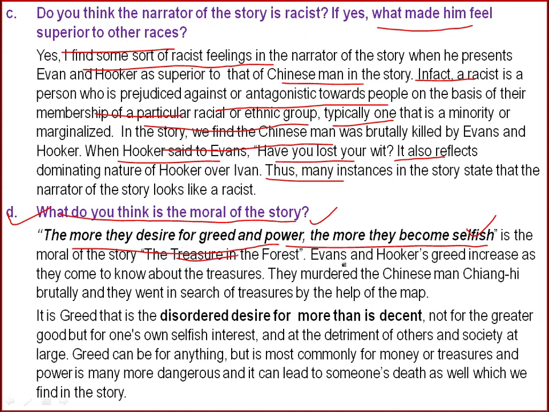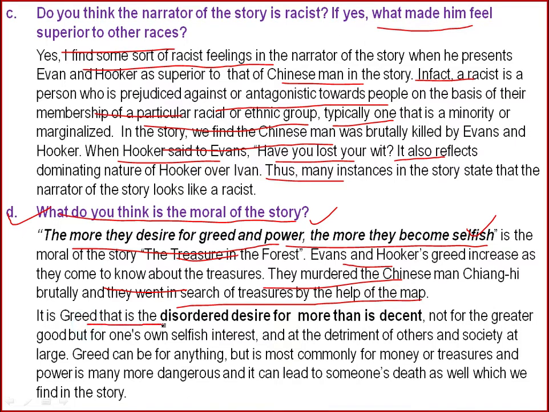In the Treasures in the Forest, Ivan and Hooker's greed increases. उनीहरूको greed increase हुन्छ as they come to know about the treasures. They murdered the Chinese man Chang He brutally and they went in search of treasures with the help of that man.